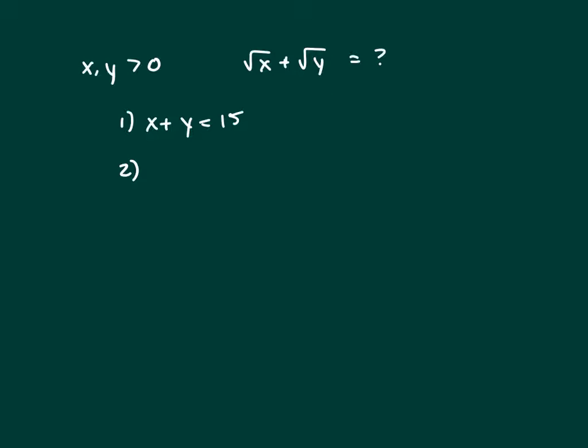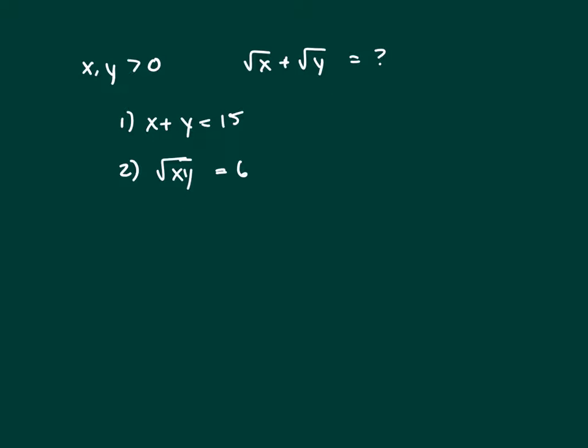Clue 2, same thing, square root of xy equals 6. That doesn't work either, because you got too many possibilities. Let me see, is that right? Square root, that'd be 36, yeah. The square root of 36 is 6. That means x and y could both be 6, or one could be 9 and one could be 4. Too many possibilities. So now what we have to do is put clue 1 and clue 2 together.